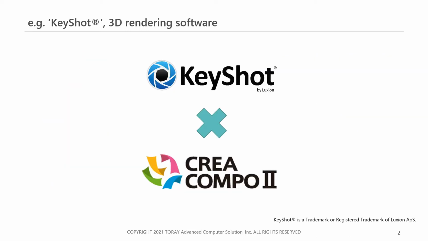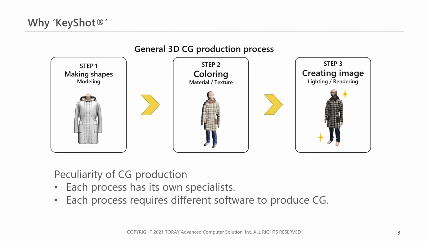Today, we would like to introduce you examples of KEYSHOT and CREACOMPO Ⅱ. Before introducing examples, let's talk about why we use KEYSHOT. The 3D CG production process is divided into making shape, coloring, and creating image. And there are specialists in each process, and CG is not completed by one software, but by using various software.